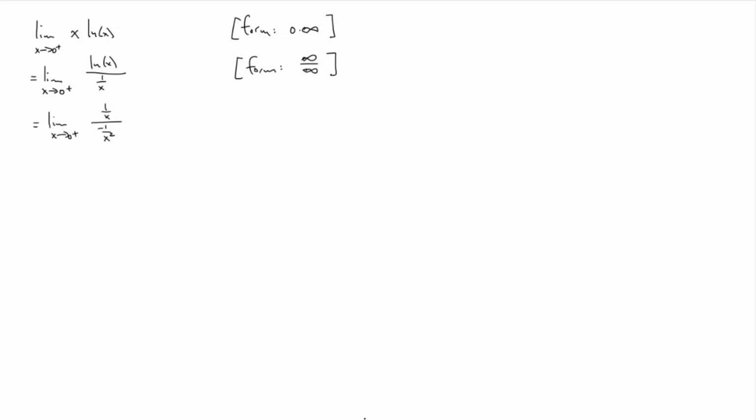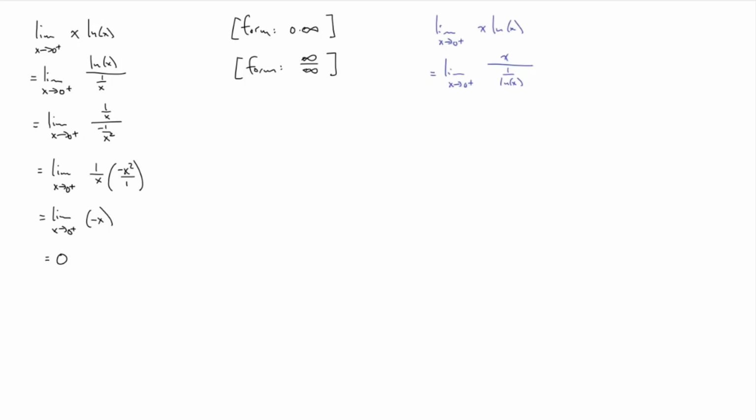We get that this limit is equal to the limit as x approaches 0 from the right of the derivative of the numerator, and the derivative of the natural log of x is 1 over x, divided by the derivative of the denominator, and the derivative of 1 over x is negative 1 over x squared. And all that's left is to do a little simplifying. 1 over x divided by negative 1 over x squared simplifies eventually just to negative x, and as x approaches 0, negative x approaches 0. And so the limit here is 0.